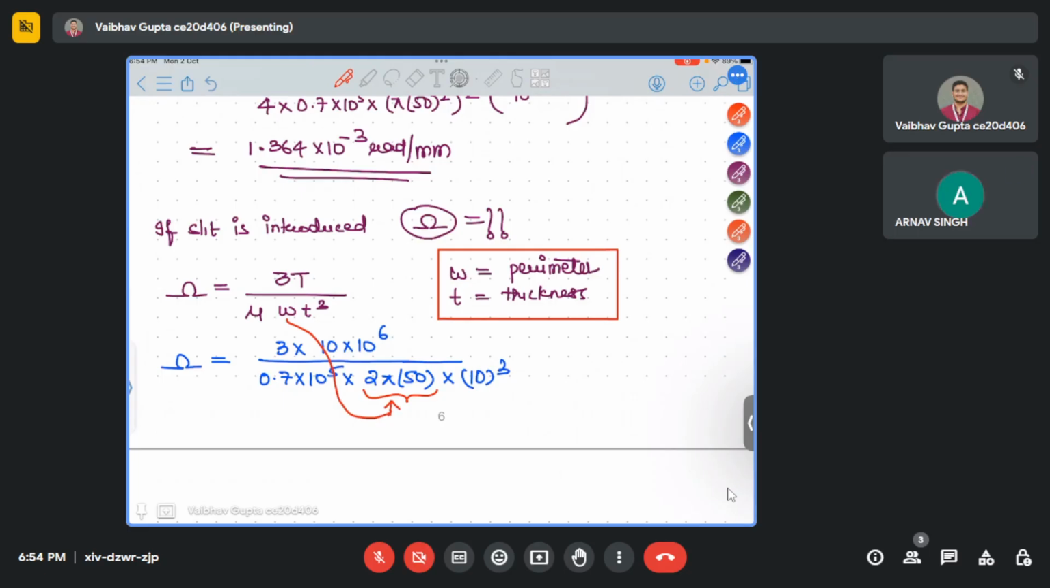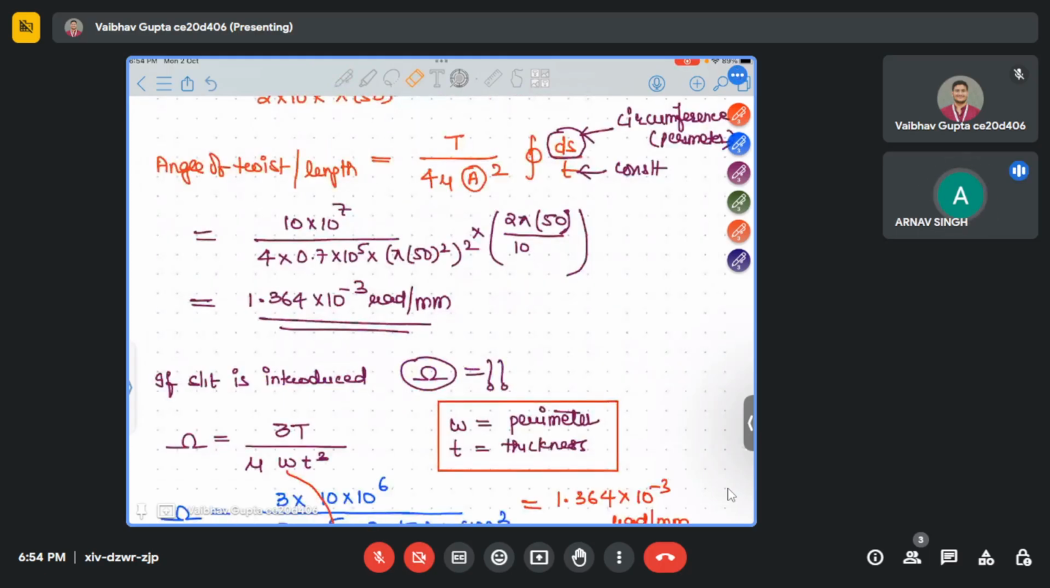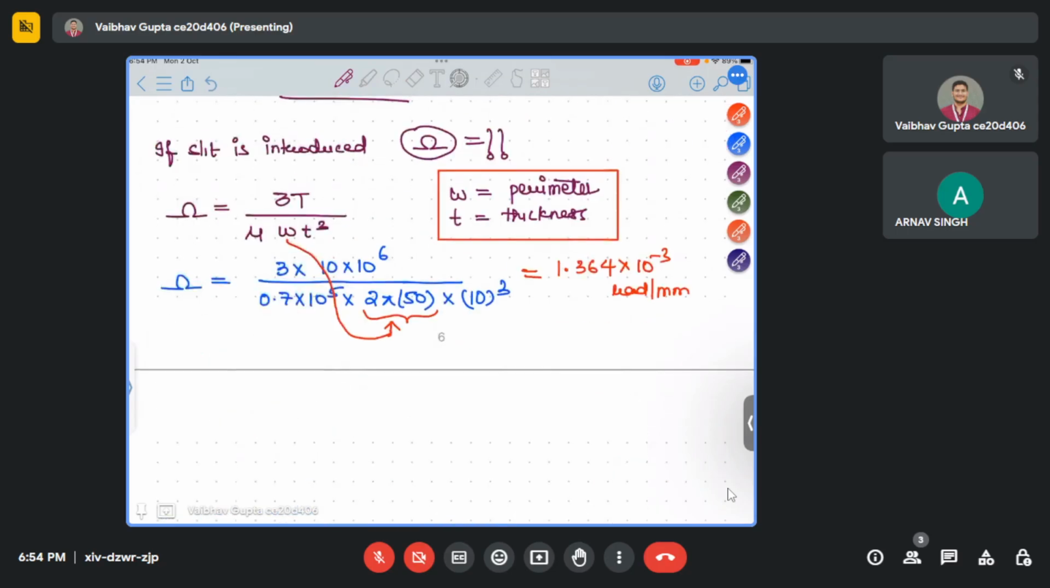Okay. So here you will get the answer as 1.364 into 10 to the power minus 3 radian per mm. Above we got a different answer actually. This is coming the same? No. Above is 1.818. So understood what is the difference when a slit is there and when a slit is not there.